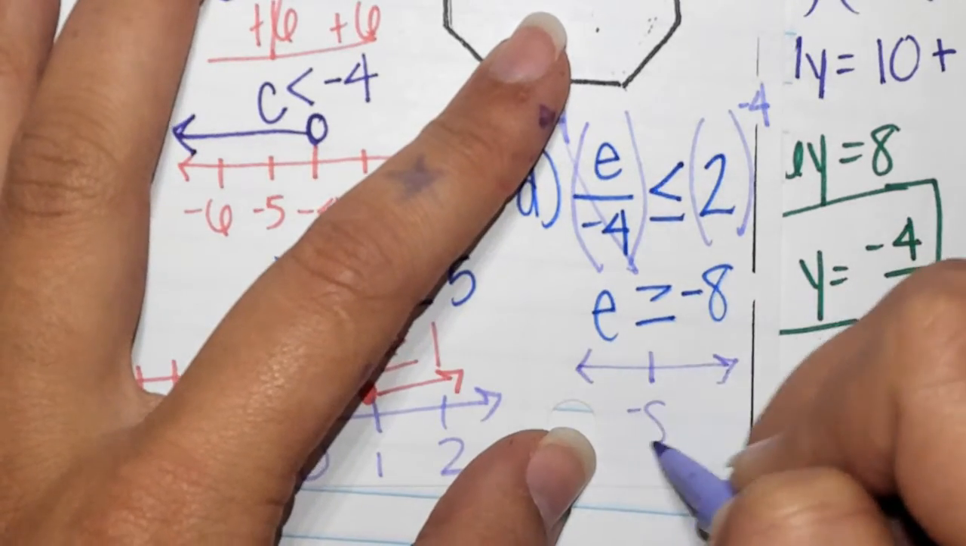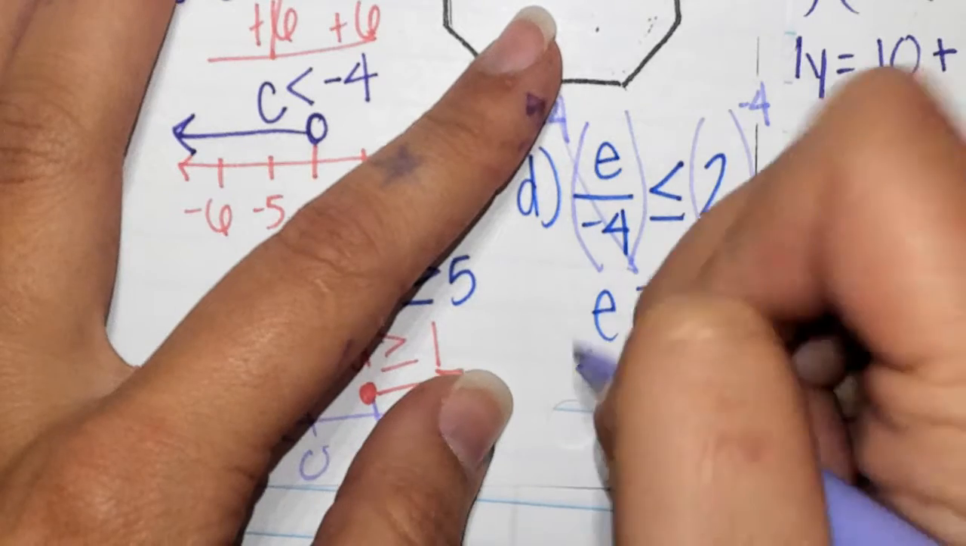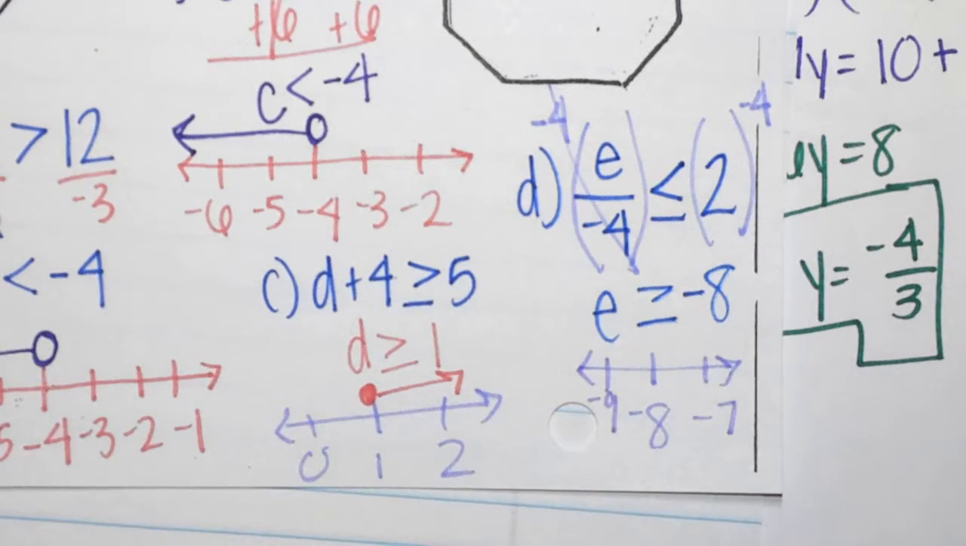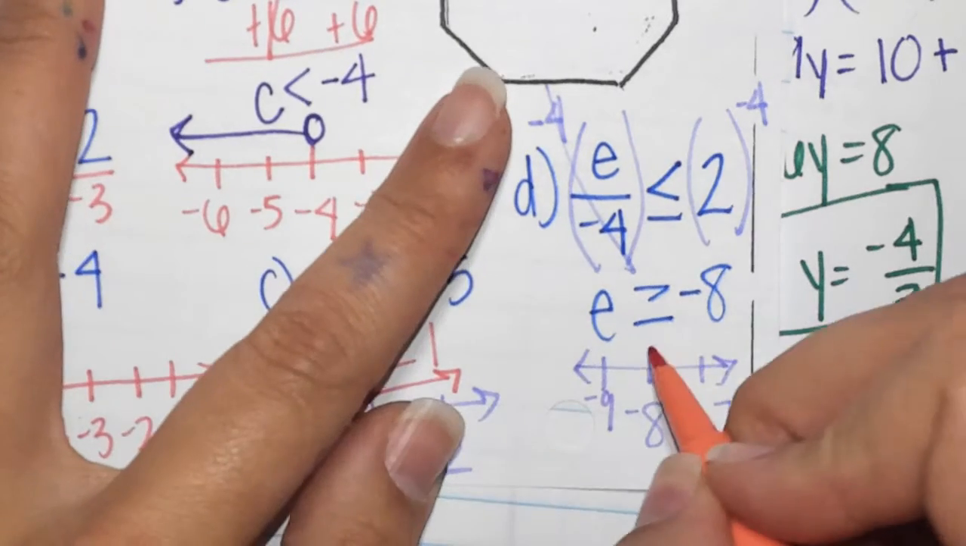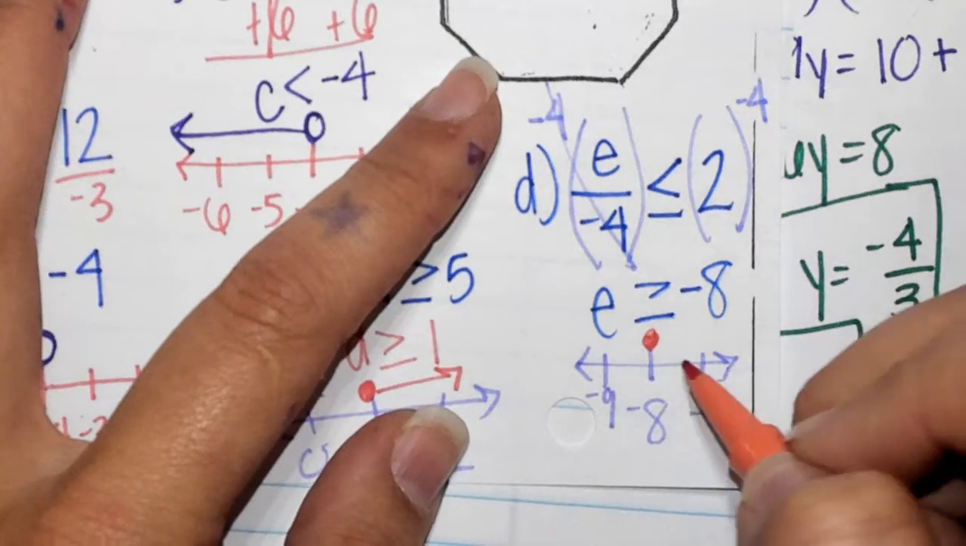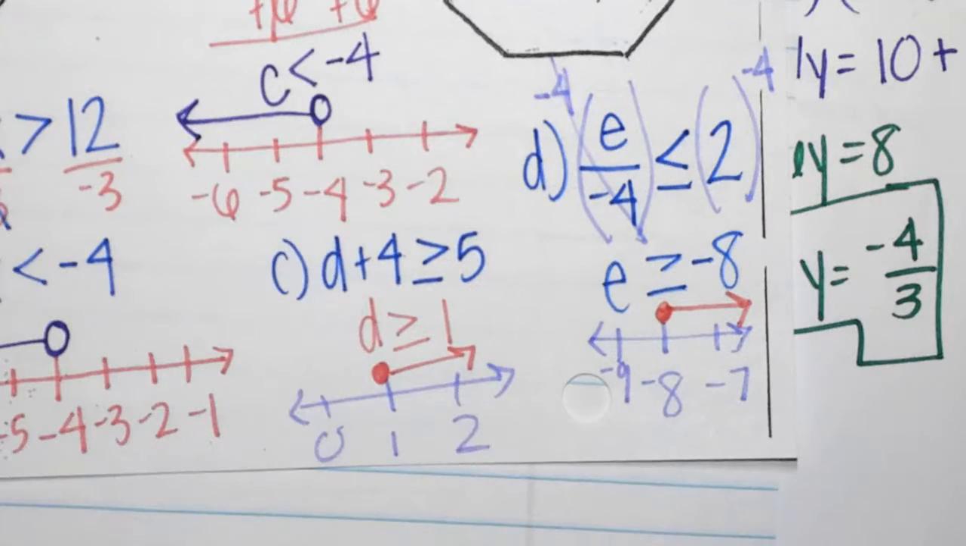All right, so we're going to have -8 in the middle. -7 is going to go to the right. -9 to the left. Am I going to have an open or a closed circle? A closed circle. And then am I going to shade to the left or to the right? To the right.